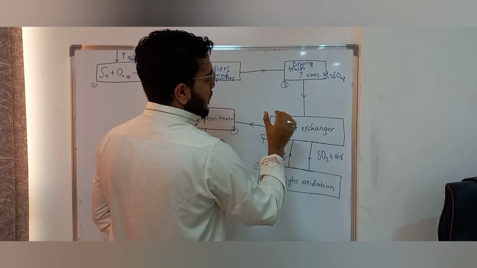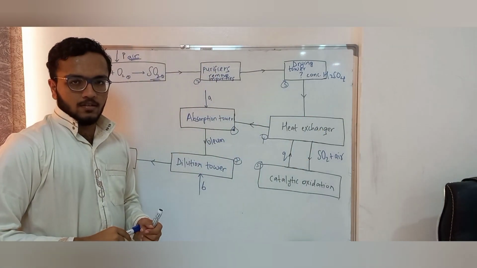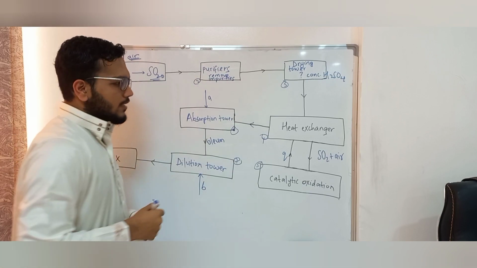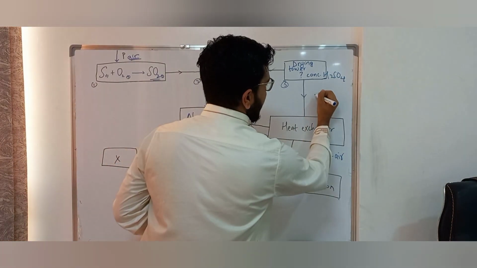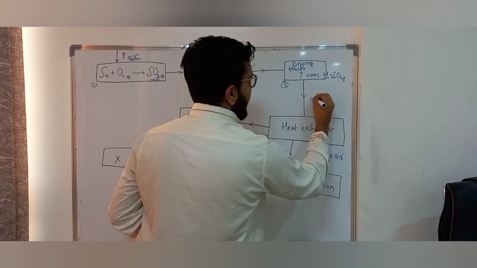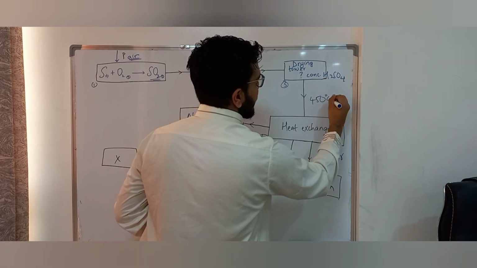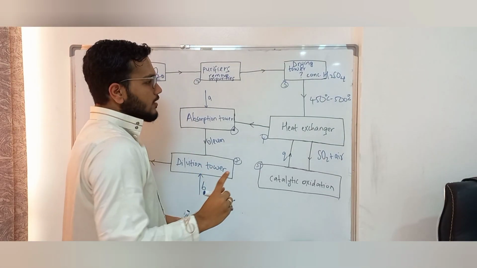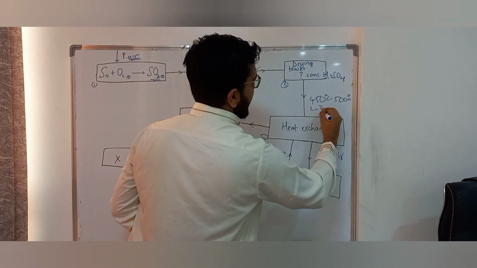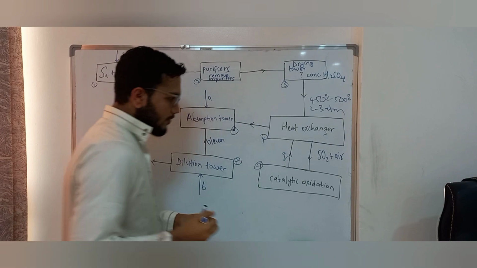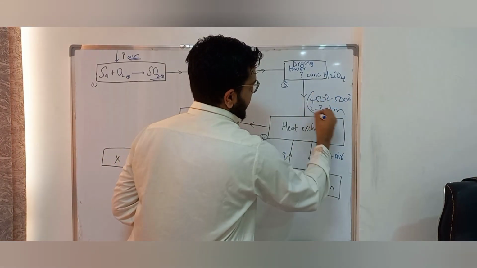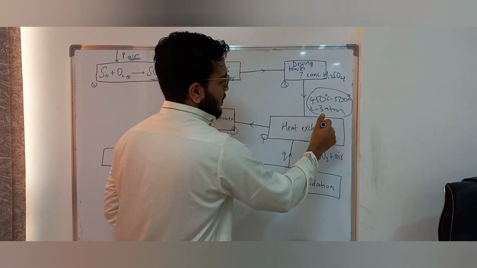Now, after the drying tower, we go to the heat exchanger, which has some conditions. If we can remember, what was the temperature for the heat exchanger? Anyone? 450 to 500 degrees. And what was the pressure? 2 to 3 atmospheres. This is for the heat exchanger, not for the aero, but for the heat exchanger here.